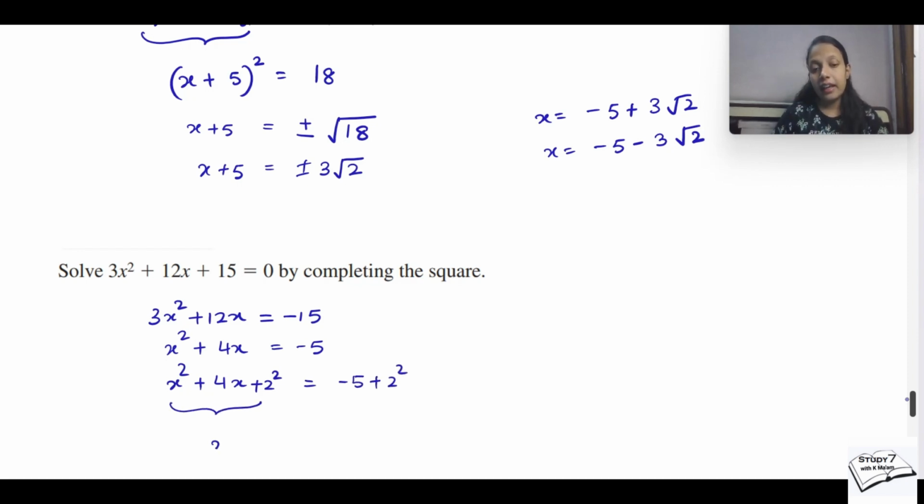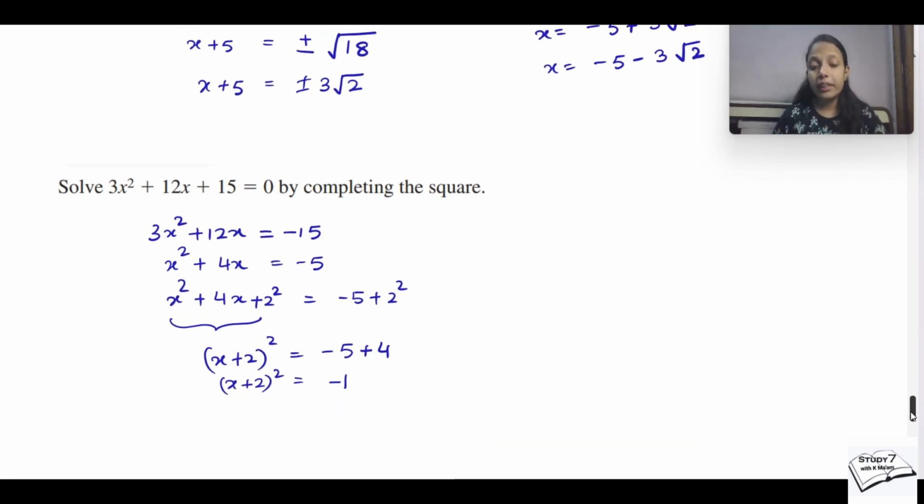This is x plus 2 whole square. And what's this? Negative 5 plus 4. So negative 1 here, and that is x plus 2 whole square. We are familiar with the square root of a negative, plus minus square root of negative. x is equal to negative 2 plus minus. This outside is a plus minus.